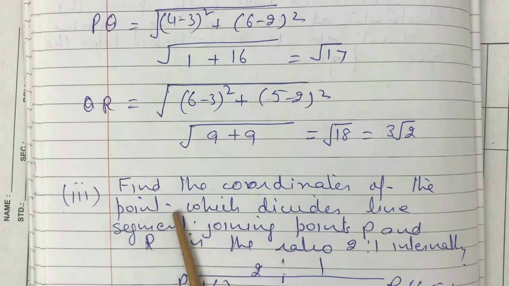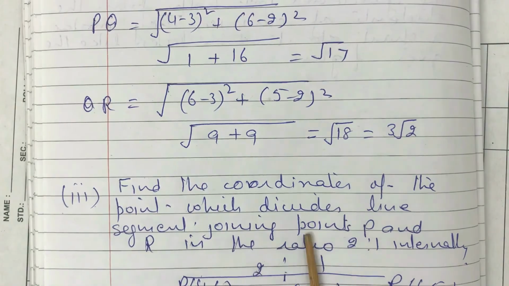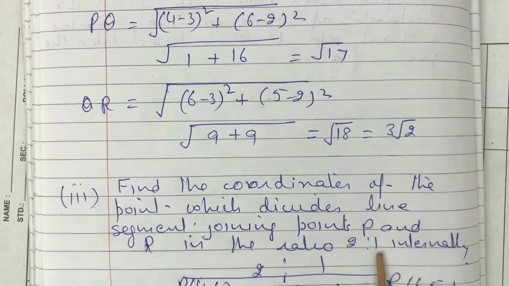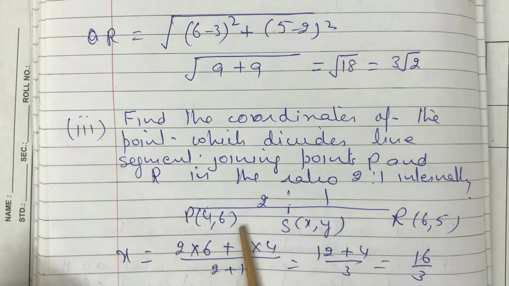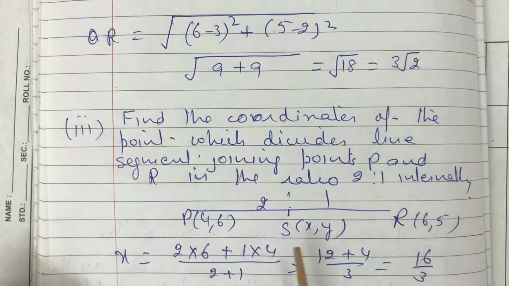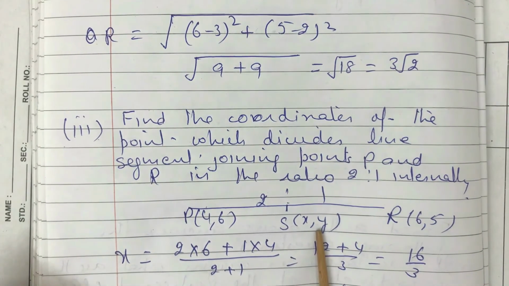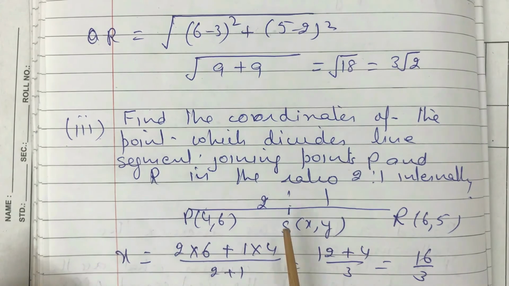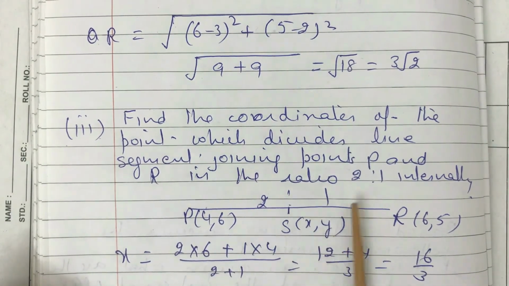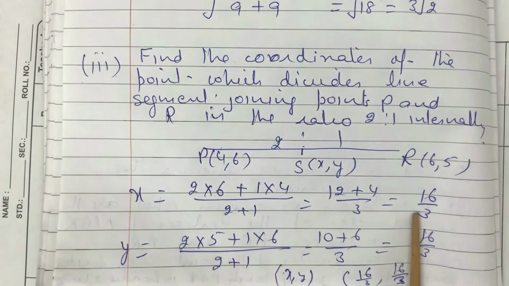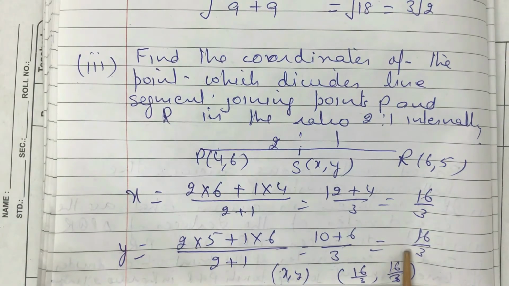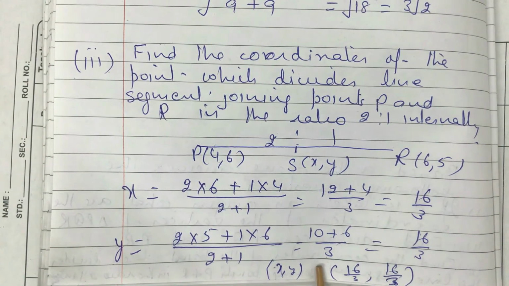Now the next question: find the coordinates of the point which divides the line segment joining the points PR in the ratio 2:1 internally. This is the line segment. Coordinates of P are (4, 6), coordinates of R are (6, 5), and let this point be S. Coordinates of S are X and Y. This divides the line segment in the ratio 2:1, and I am to find X and Y. X is equal to 16/3, Y again comes out to be 16/3. So the coordinates of S are (16/3, 16/3).